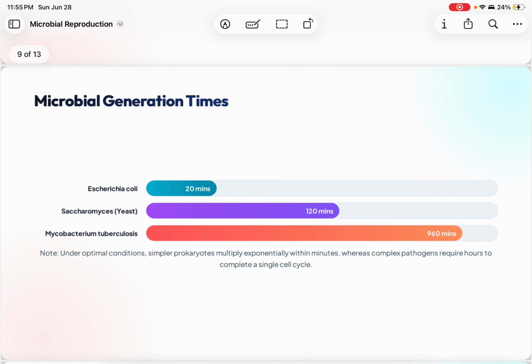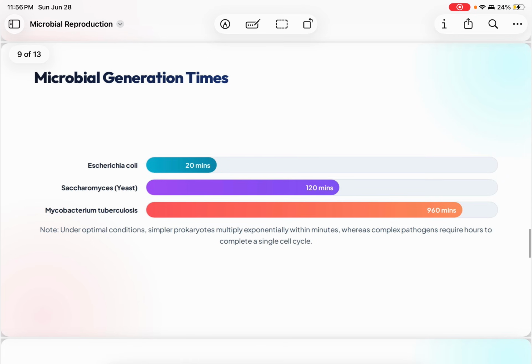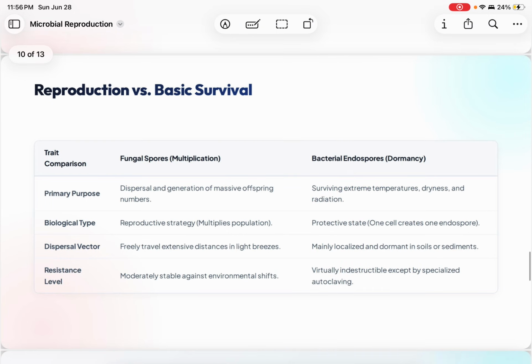We have microbial generation times. Escherichia coli takes 20 minutes. Saccharomyces, which is yeast, takes 120 minutes. And then Mycobacterium tuberculosis takes 960 minutes.